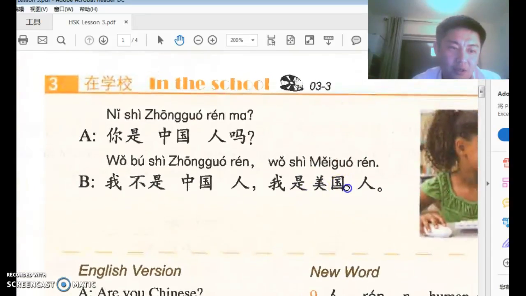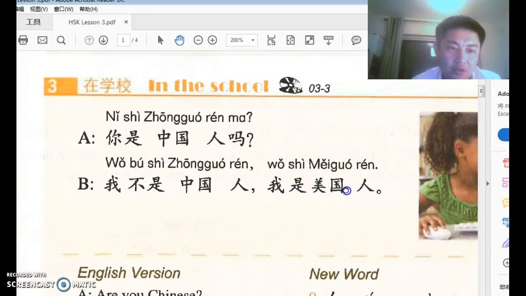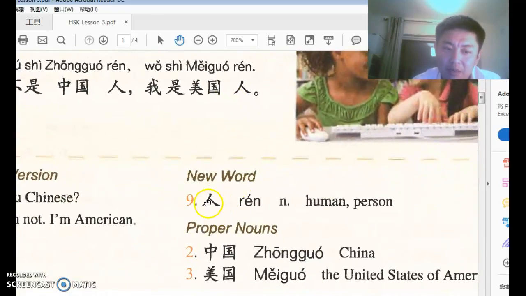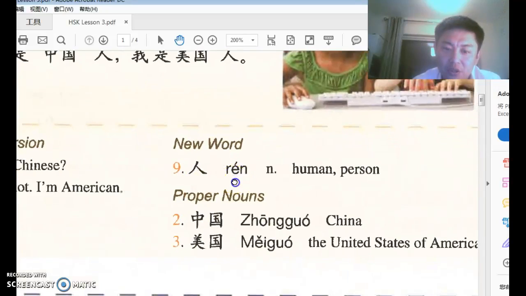Right, now let's look at conversation number 3. We have 人, a person. Remember how to write that? Looks like 2 legs of a person. So it's a human and a person. And then number 2 is 中国. 中, middle. 国, a country. Middle country or middle kingdom. That's how arrogant we were a long time ago. We thought we were the middle kingdom.